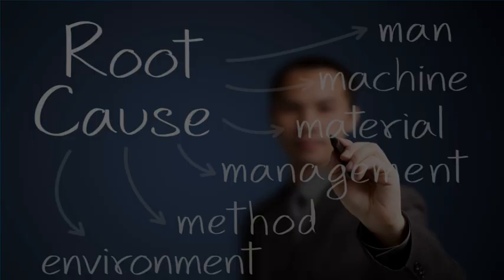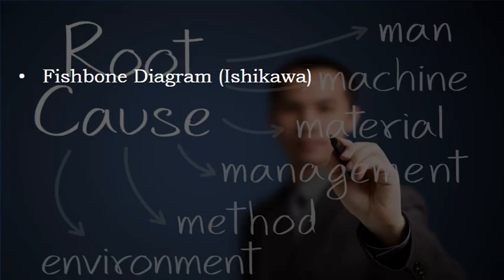A root cause analysis, or RCA, is a structured, systematic process for identifying the fundamental, underlying causes of problems or failures, rather than just treating immediate symptoms. Some root cause analysis methods include fishbone or Ishikawa diagram, brainstorming potential causes across categories like people, machine, material, method, and environment. 5 whys, repeatedly asking why to drill down to the root cause.